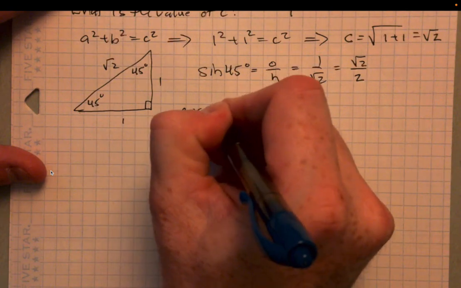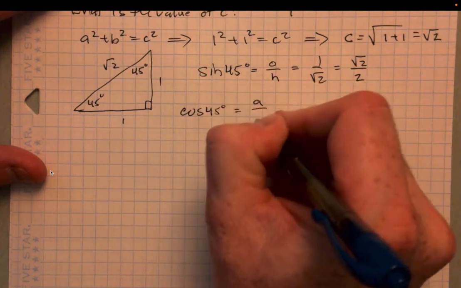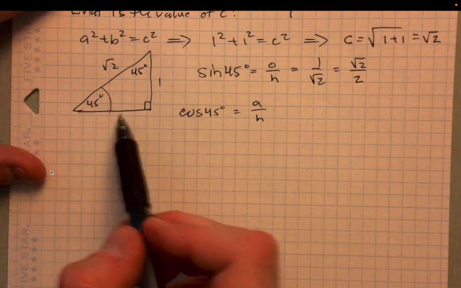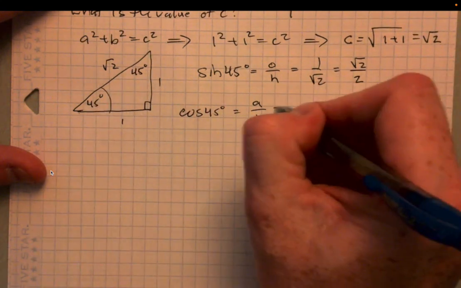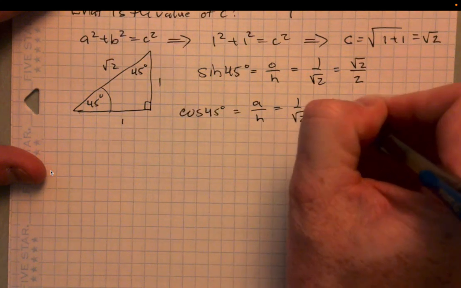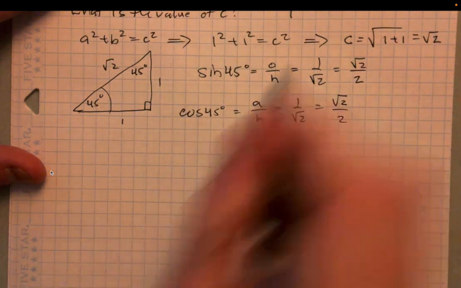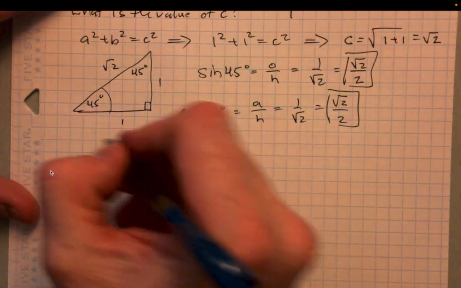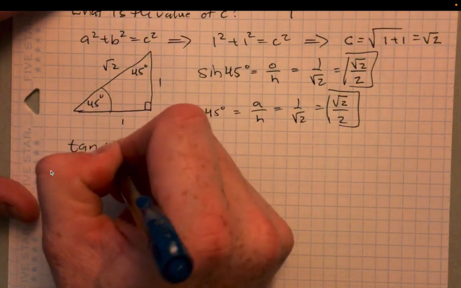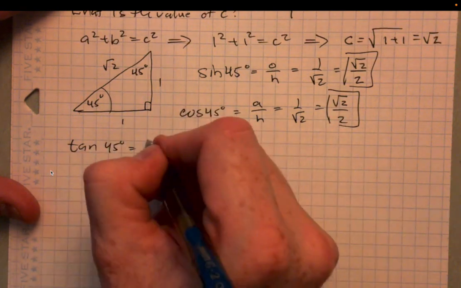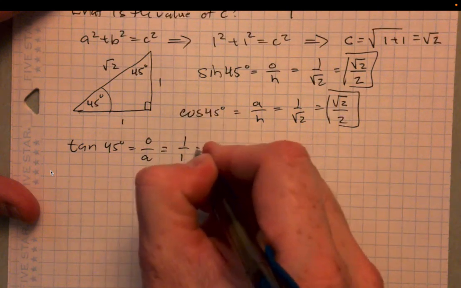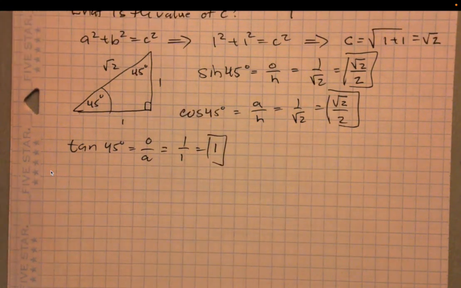The cosine of 45 degrees is the adjacent side over the hypotenuse. It doesn't matter which one you use, but I'm using this one. So adjacent is 1 over the square root of 2, and so again, square root of 2 over 2. Okay, so we've got the sine, we've got the cosine. The tangent of 45 degrees is opposite over adjacent, and so that is 1 over 1, and so the tangent is 1 at 45 degrees.